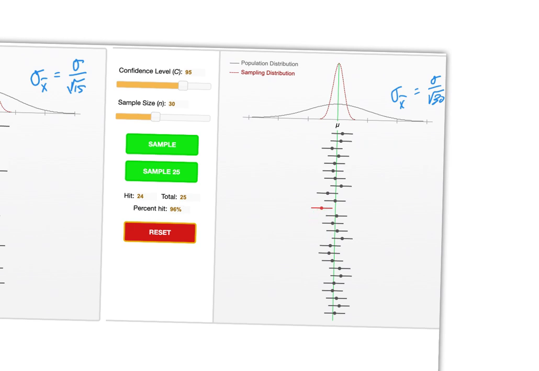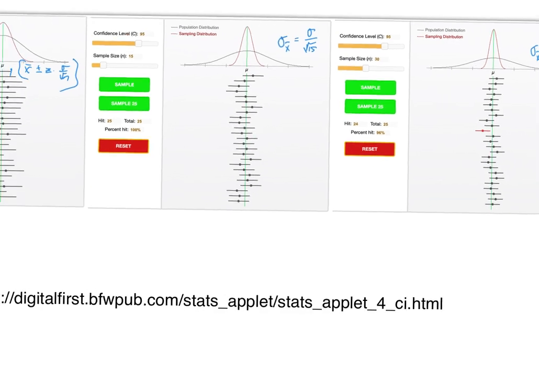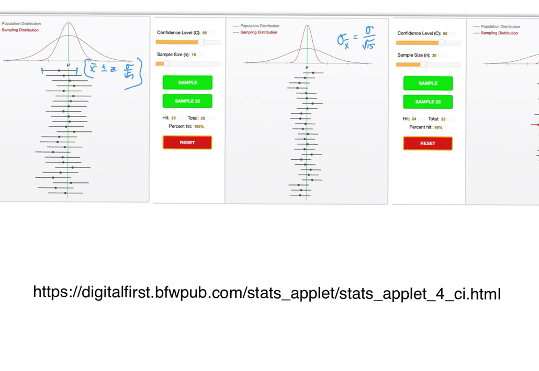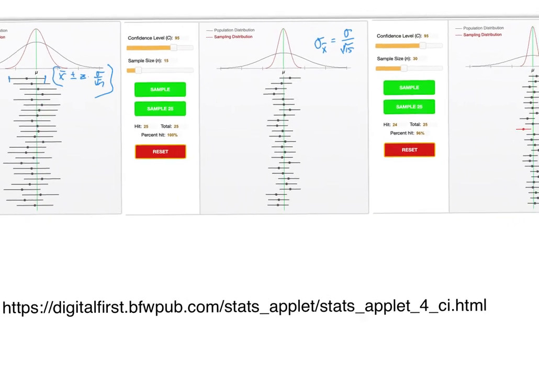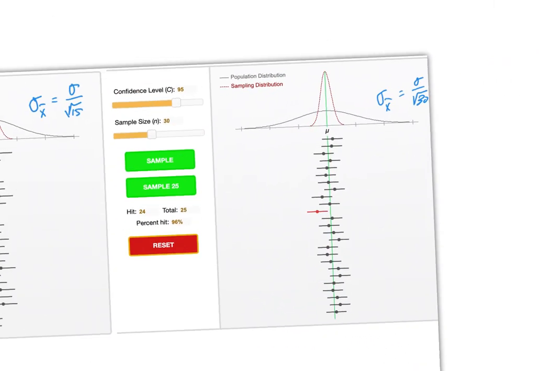All right, so here's what I want you to do. You're going to go to that website. Right, there it is. If you haven't written it down, do that now. But then you're going to go back to here and get your slider adjusted to 30 and do a couple sets of sampling of 25. And then what I want you to do is look at this.